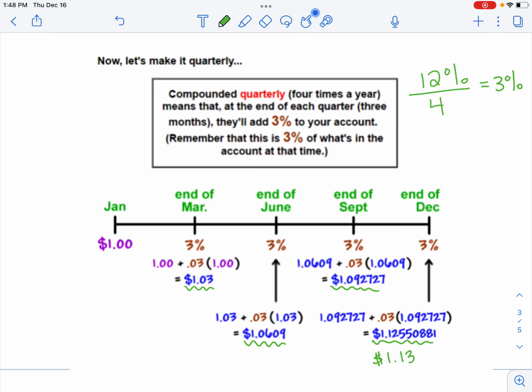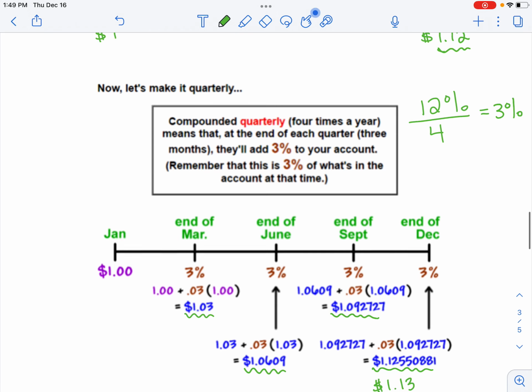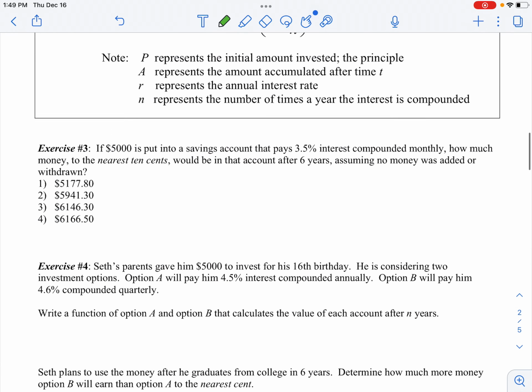So I am growing my money more when I compound more. Maybe significant isn't the word to use, because we're only using $1 as our deposit amount, or our principal amount, but our money is growing more the more times we compound our interest rate over the year. So let's look and see how that affects our formula.